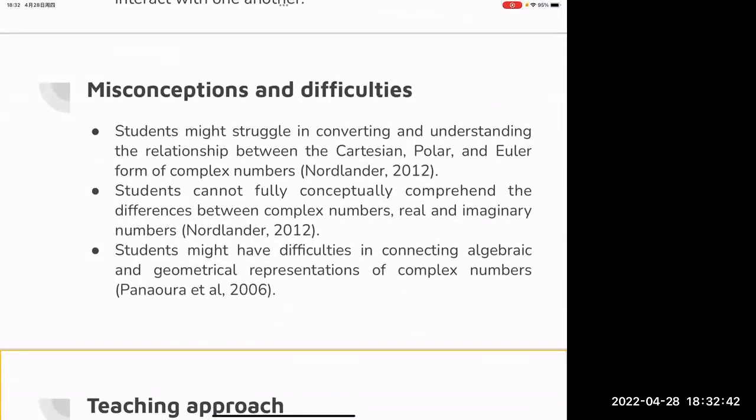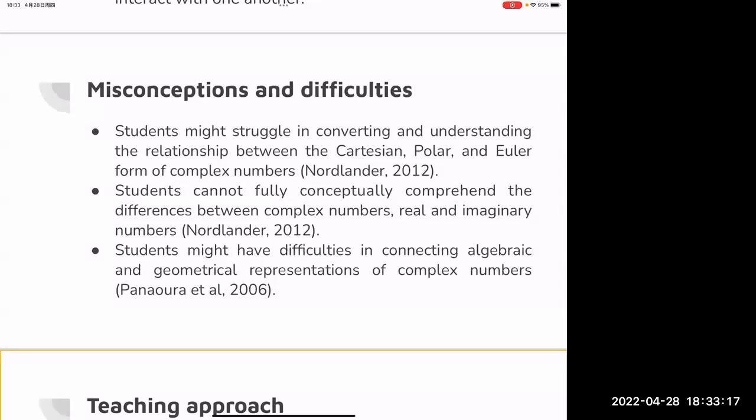So students might struggle in converting and understanding the relationship between the Cartesian, polar, and Euler form of complex numbers. Also, some students cannot fully conceptually comprehend the differences between complex numbers, real and imaginary numbers. Students can be confused on the terminologies of imaginary and complex. Students can be confused because they might think imaginary means made up or not real. So complex must mean the opposite, like solid and real, which is incorrect.